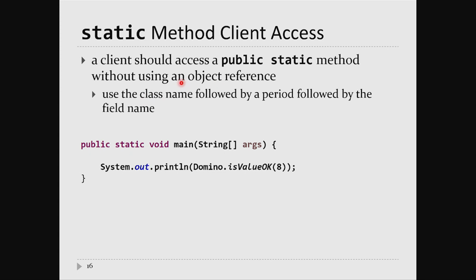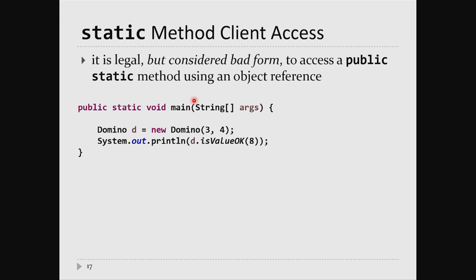When you call a static method, you always use the class name. So when I use isValOK, it's always Domino.isValOK. Again, in Java, it's legal, but considered bad form to call a static method using an object. So you can make a Domino object and call isValueOK using the object. You should avoid doing that. The reason is that any other Java programmer who looks at this is going to think isValueOK is a non-static method because you're calling it via an object, instead of calling it through the class name. Eclipse will underline this in orange if you try to do this. So it'll warn you that you're calling a static method with an object.